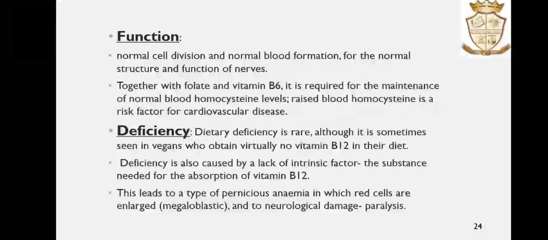Deficiency. Dietary deficiency is rare, although it is sometimes seen in vegans who obtain virtually no vitamin B12 in their diet. Deficiency is also caused by a lack of intrinsic factor, the substance needed for absorption of vitamin B12. This leads to a type of pernicious anemia, in which red cells are enlarged, and to neurological damage and paralysis. The structure of vitamin B12.